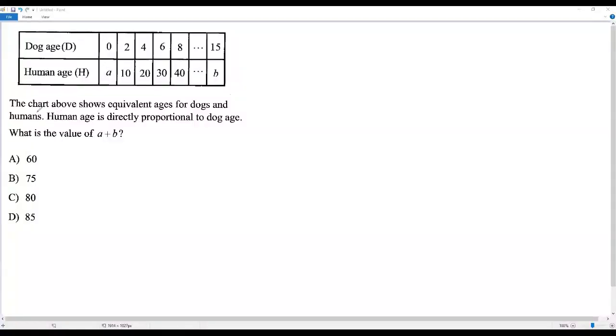Here we have a SAT math question. Okay, let's go through the information. Here we have a table of values. In the first row, we have dog age D, and in the second row, we have human age H. The chart above shows equivalent ages for dogs and humans.